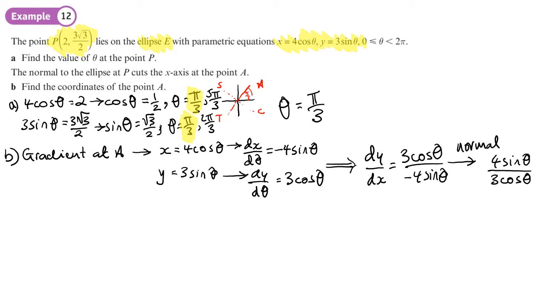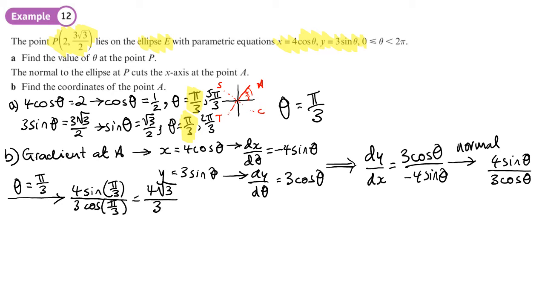Now we can substitute in our value of theta. So what we had there wasn't the gradient, it's the gradient function. So we'll substitute in our value of theta to work out what the actual value of the gradient is. Now that we've done the negative reciprocal, work this out and see what we get. And on my calculator I get 4 root 3 over 3.